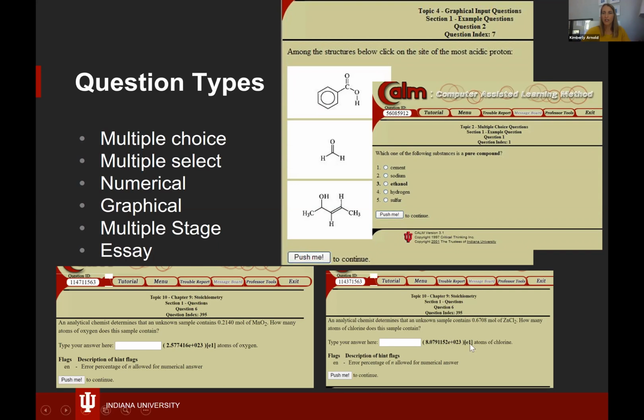After the answer here, you can see that there's an error percent. So a 1% error is allowed for these. That way students don't have to worry so much about correct sig figs. They can get rounding errors in the calculator. Yeah, algorithms. That helps, right?